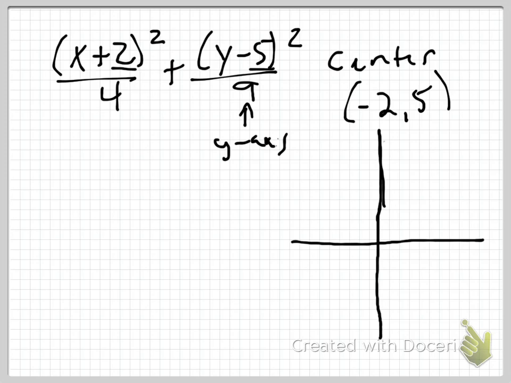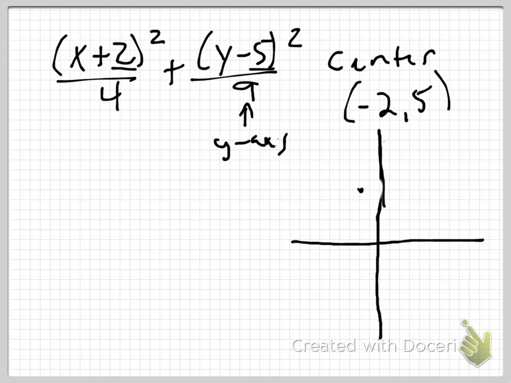Either way, okay, so let's say our center's at negative 2, 1, 2, 3, 4, 5. Let's see, negative 2, 1, 2, 3. Dang it, that's at 4. Hold on. Negative 2, 1, 2, 3, 4, 5. I think I did that right this time. Yes, okay, so there's my center to it.